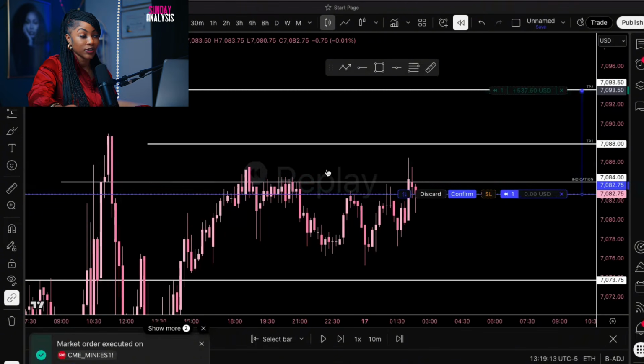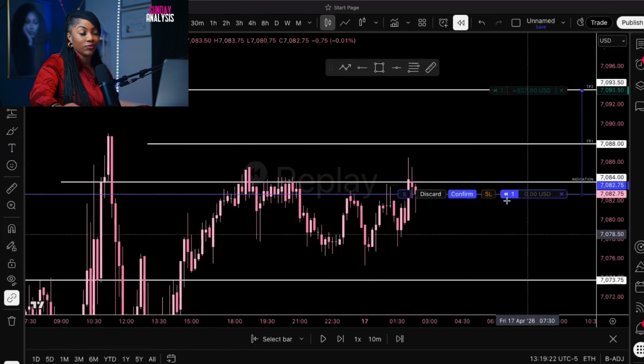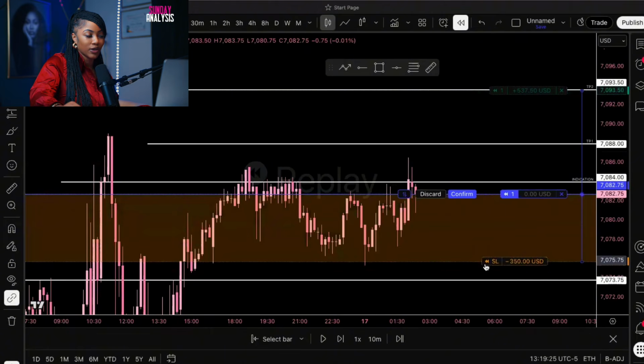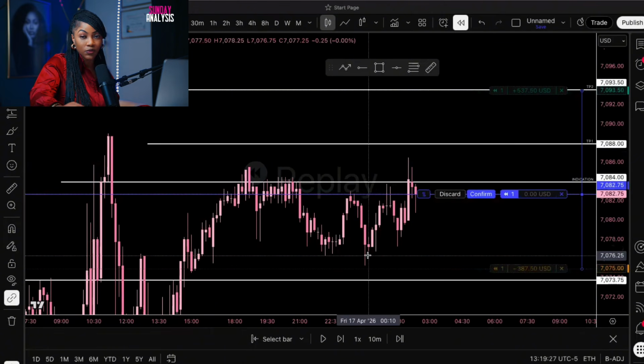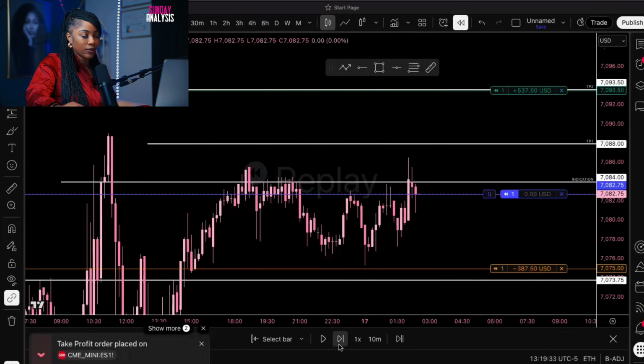Now I'm going to aim for TP2 because we've already shown how high price can go. We already know that it is a bullish market, right? So I'm going to go for TP2. I'm going to bring my stop loss down here below this wick right here, which is liquidity as well. So now we let the market play out.